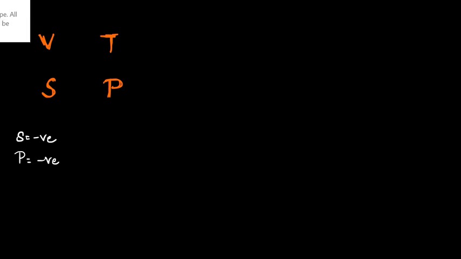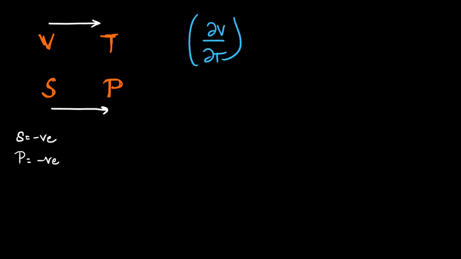Okay, so now let us see how to derive these Maxwell's equations. If I move from V to T, then similarly I'll have to move from S to P. So if I move from V to T, I'm going to write it as dou V by dou T. Similarly, I'm going from S to P, so I'm going to write dou S by dou P.